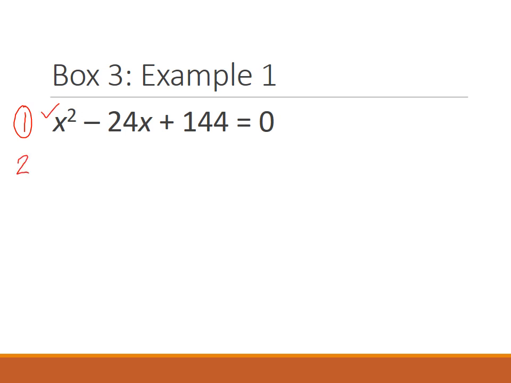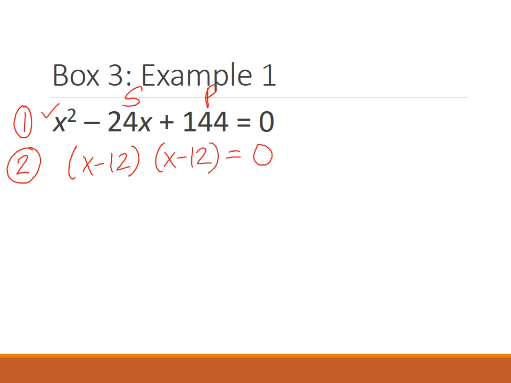Yep. Step 2 tells us to factor. So we are going to factor here. It's a simple trinomial, right? So when we factor, we're just asking what is the product of 144 and what is the sum of negative 24. Negative 12 and negative 12. Perfect. So we're going to have x minus 12 and x minus 12 equal to 0.